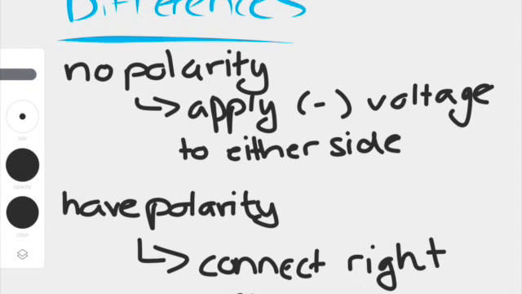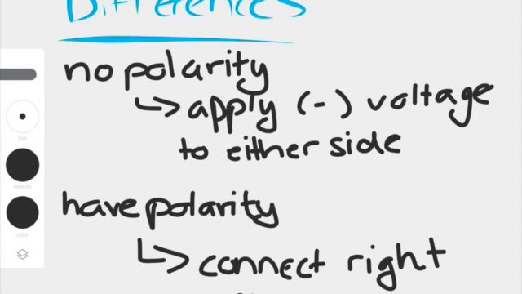Basically, the ceramic capacitor has no polarity, so you can apply negative voltage to either side, and the electrolytic one has polarity, so you have to connect it in a certain way. Otherwise, for ceramic, there's no specific way to connect it because it works on either side.